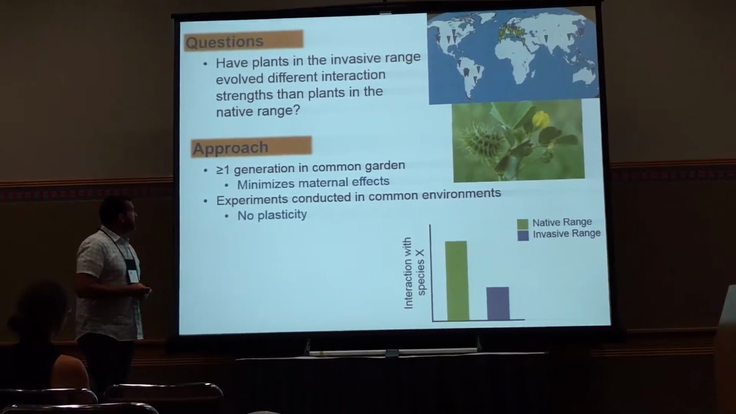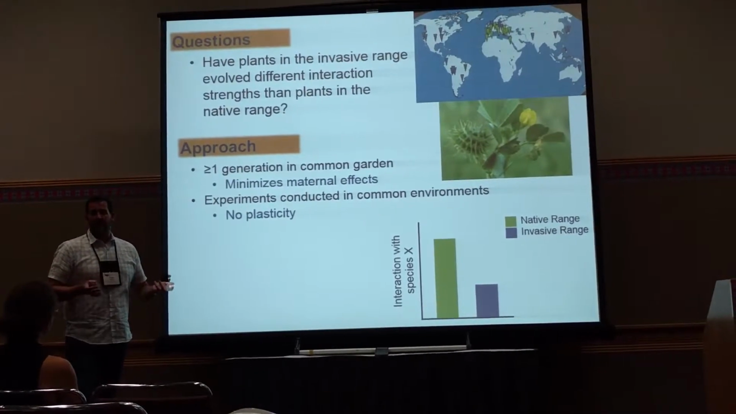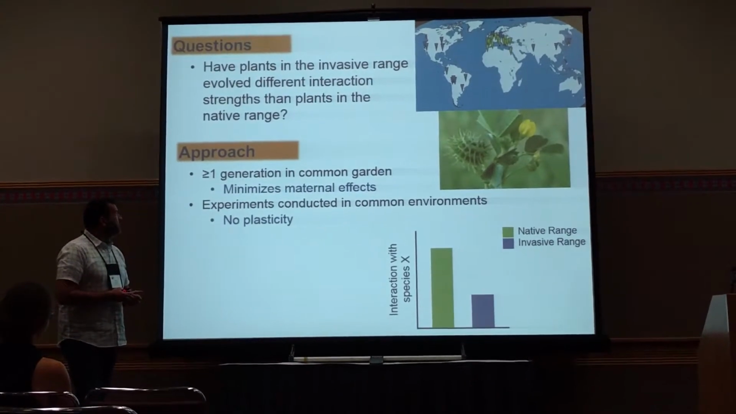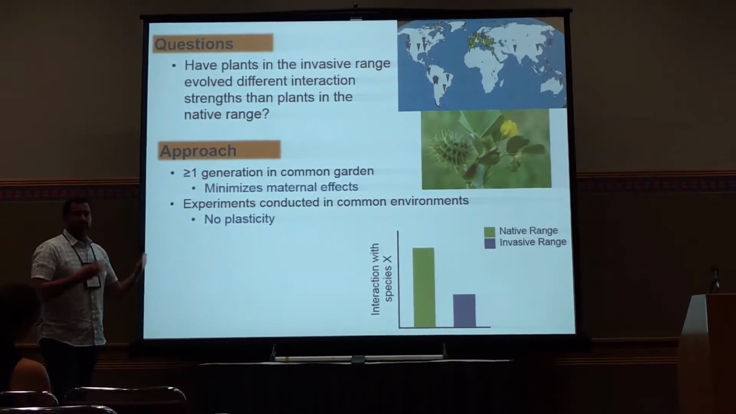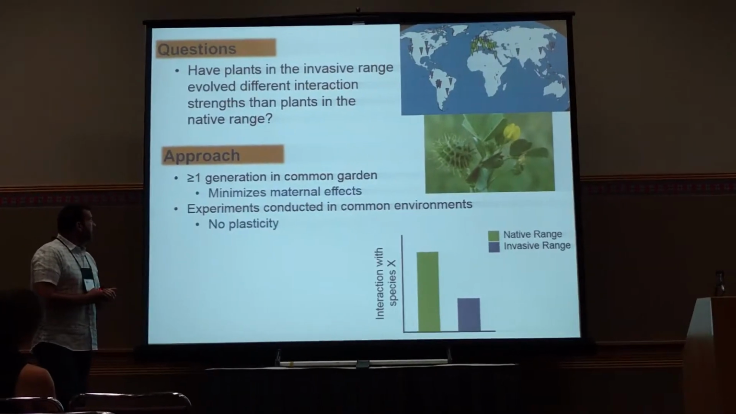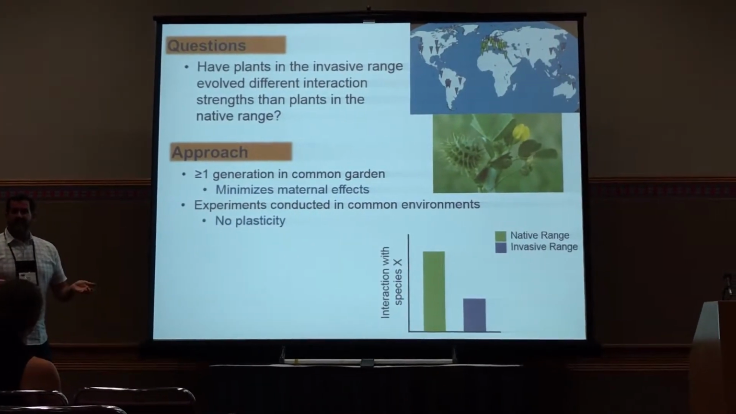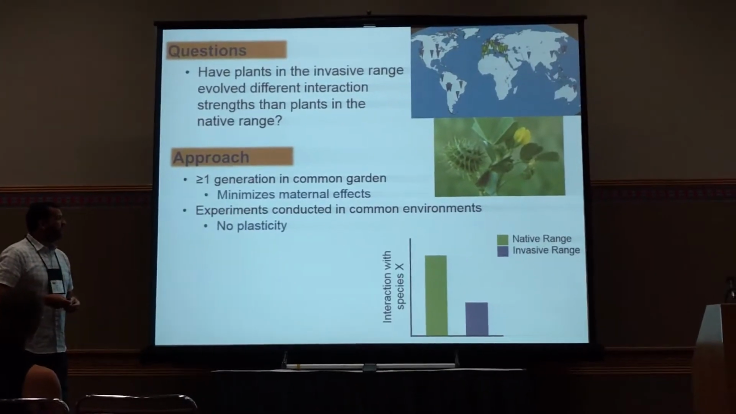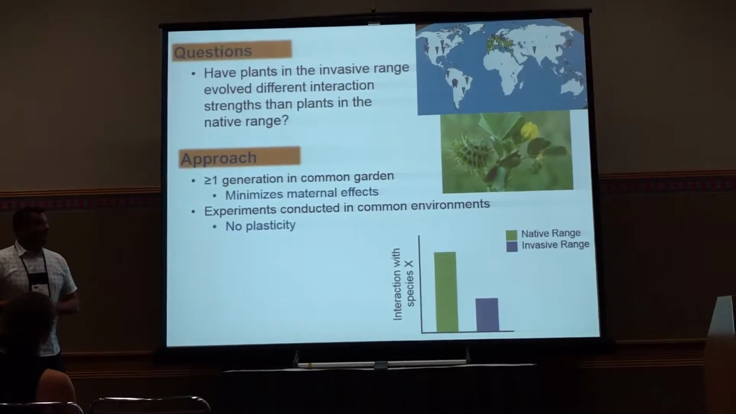So our approach is that we grow all these genotypes at least for one generation in a common garden in the greenhouse to get rid of or at least minimize the maternal effects that might have occurred from things stored in the seeds. And then we do all these experiments in a common garden, and so we shouldn't see any plasticity effects. So any difference we see between native range and invasive range genotypes should be due to some genetic difference there.